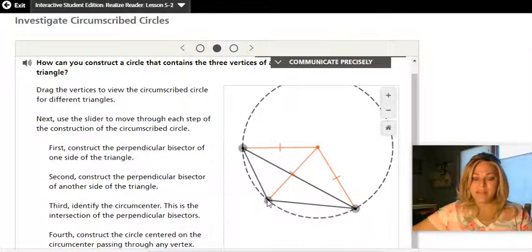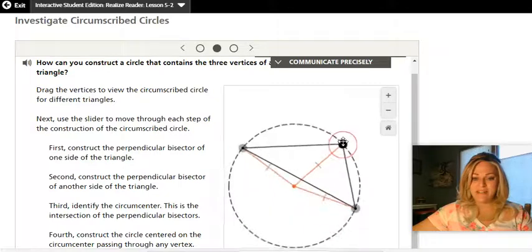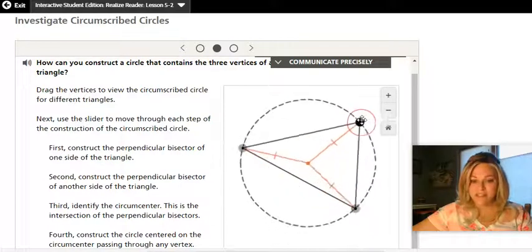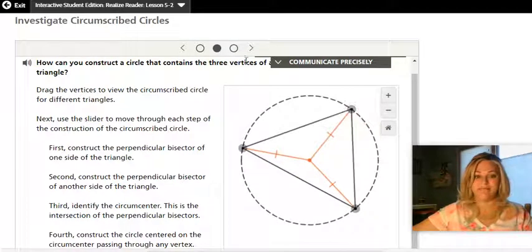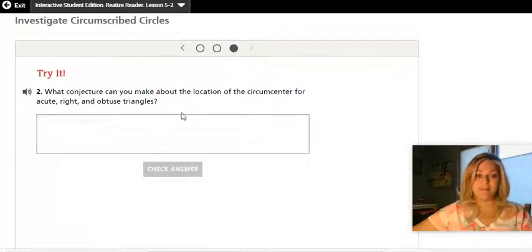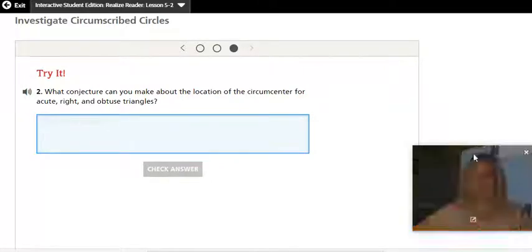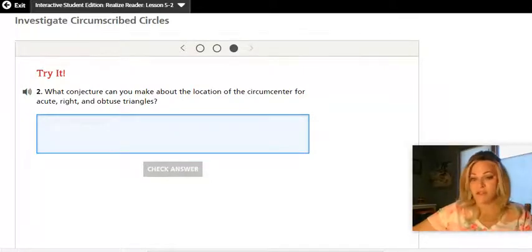So mess with this and manipulate it and see what happens inside the circle, outside, or outside the triangle, inside the triangle. And notice the circle always touches all three vertices of the triangle. And then it's basically asking you to describe what happens if it's an acute, a right, or obtuse triangle. Like, what do you notice about that circumcenter?